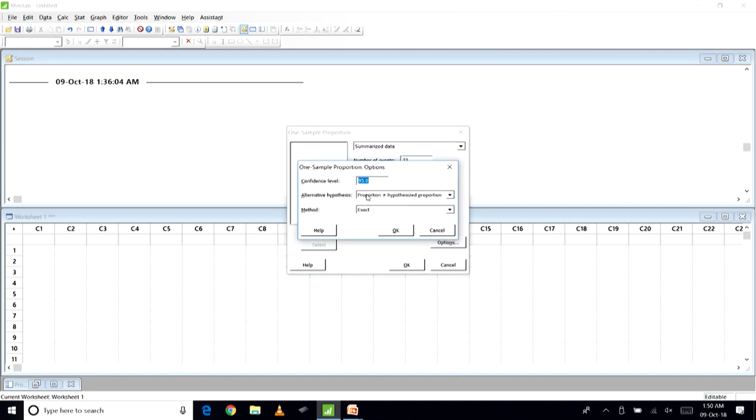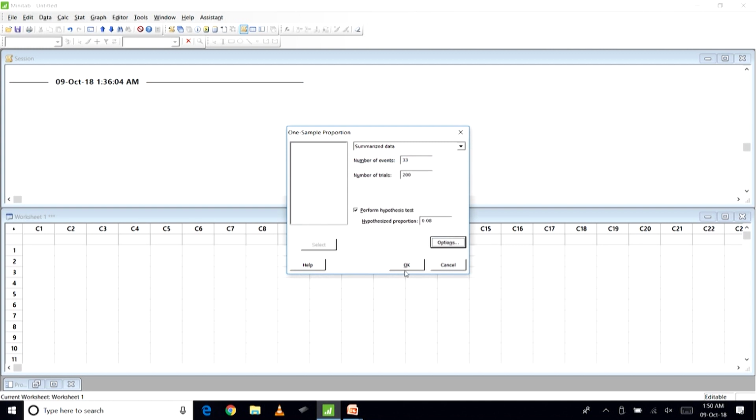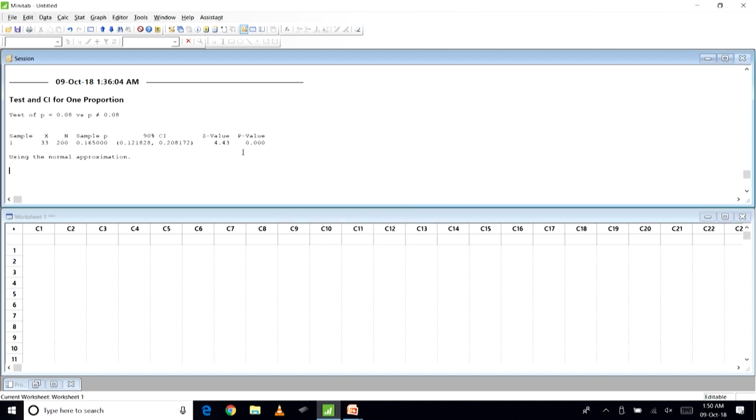Option, so it is a 90% significance level. The method is normal approximation. The alternative hypothesis, just keep in mind, is the not equal to type, so it would be a two-tailed test. Okay, click OK. So, the p value is this. The p value is 0.